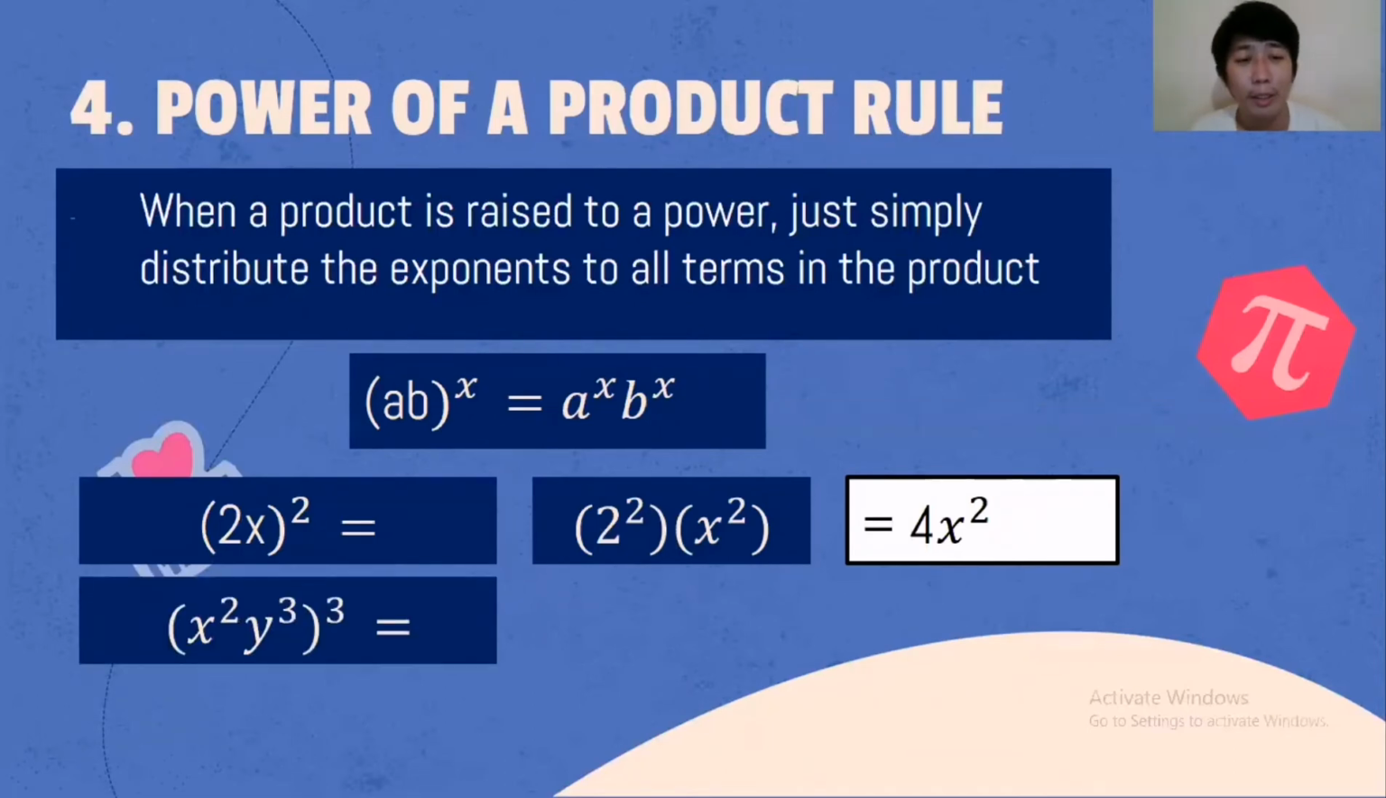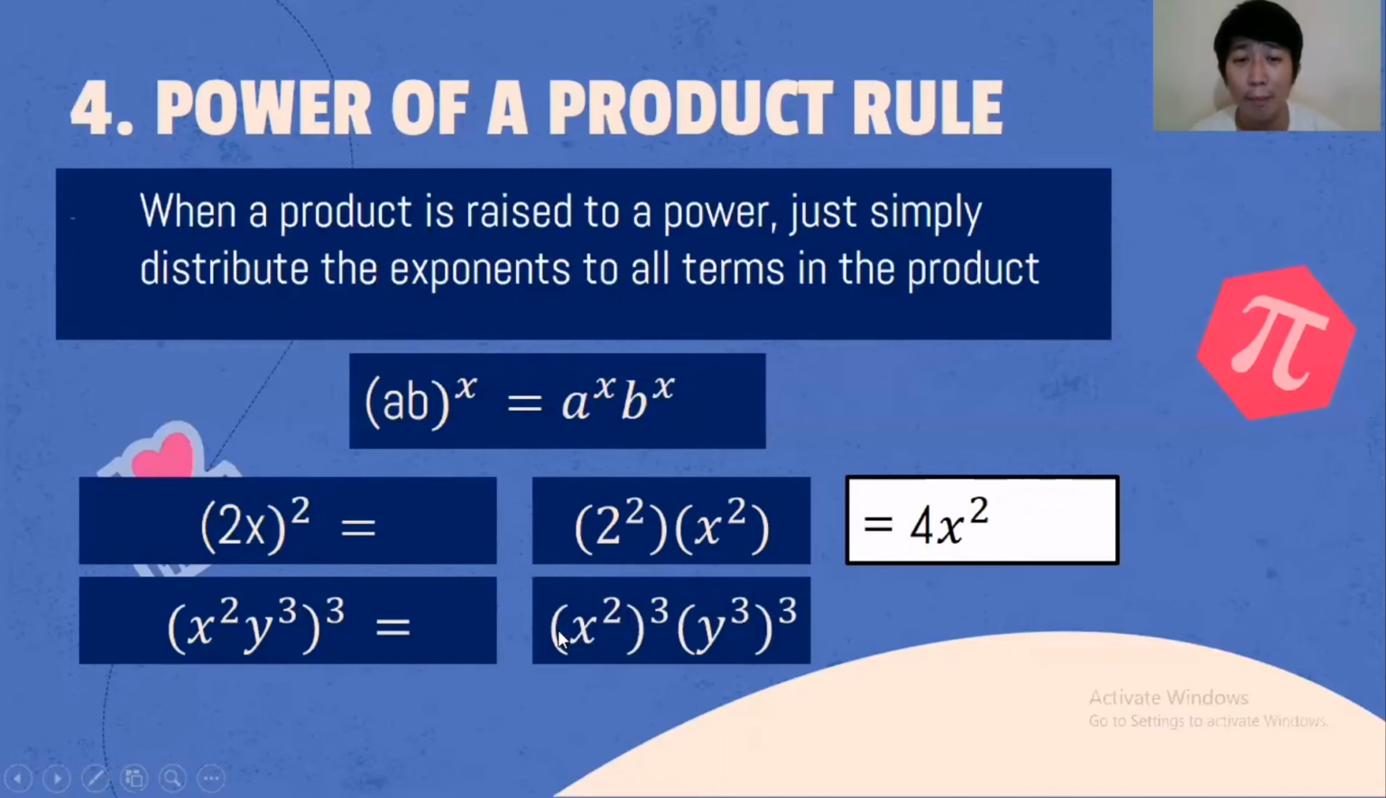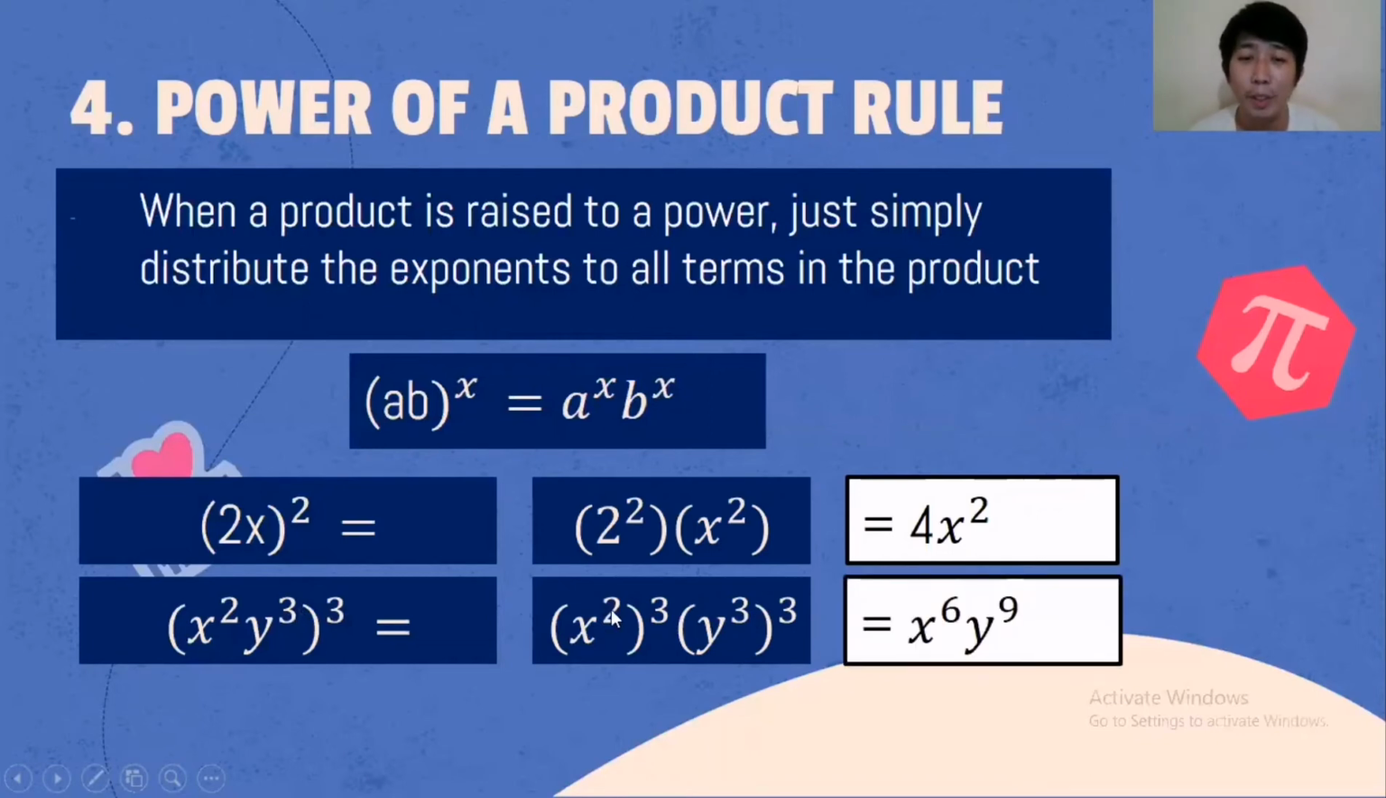Another example, we have the quantity of X squared Y cubed raised to 3. Since we have a power of a product, we will be distributing 3 to the first term and the other term. So X squared, that is 2 multiplied by 3, then 3 multiplied by 3. The final answer will be 2 multiplied by 3, 6: X raised to 6, and 3 multiplied by 3, 9: Y raised to 9. So the answer is X raised to 6 and Y raised to 9.